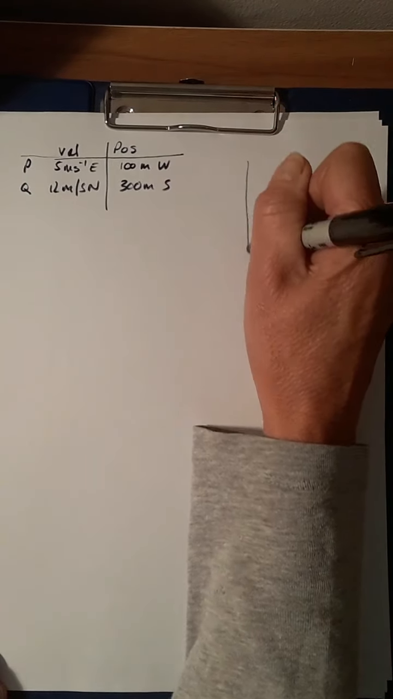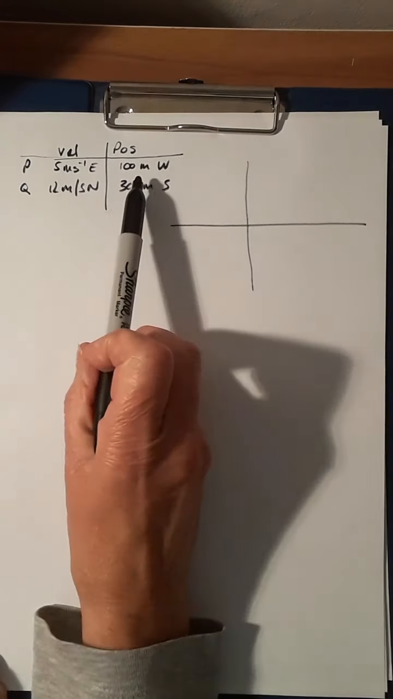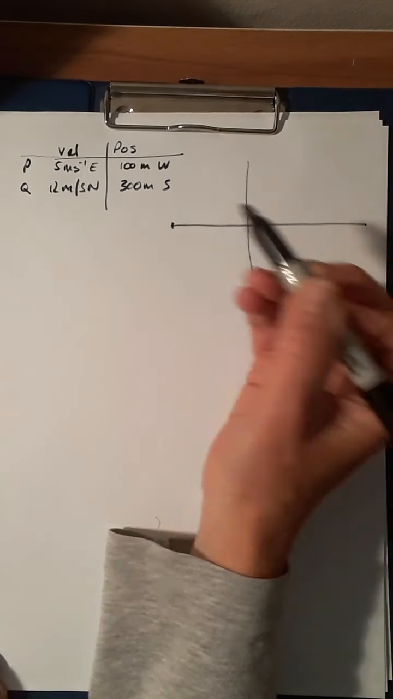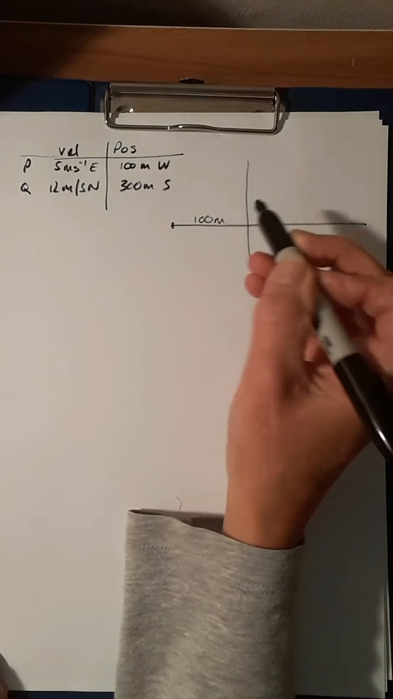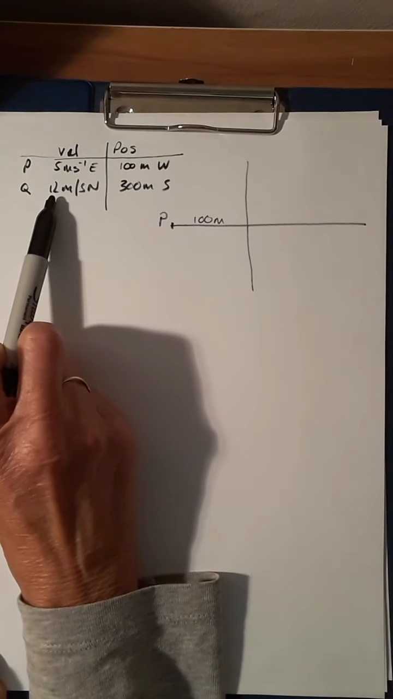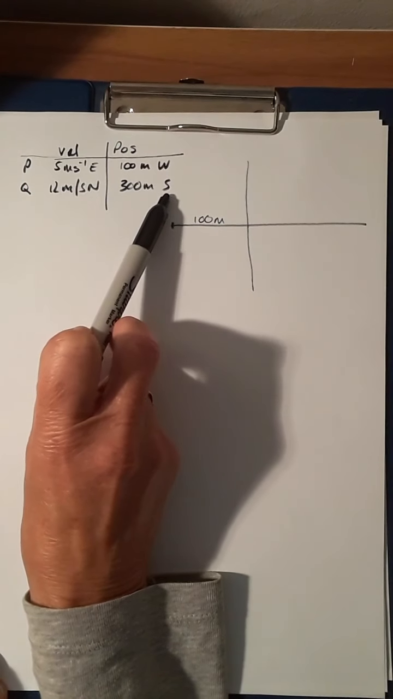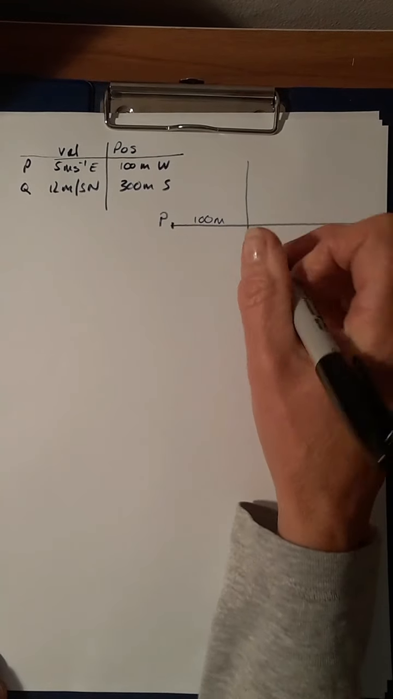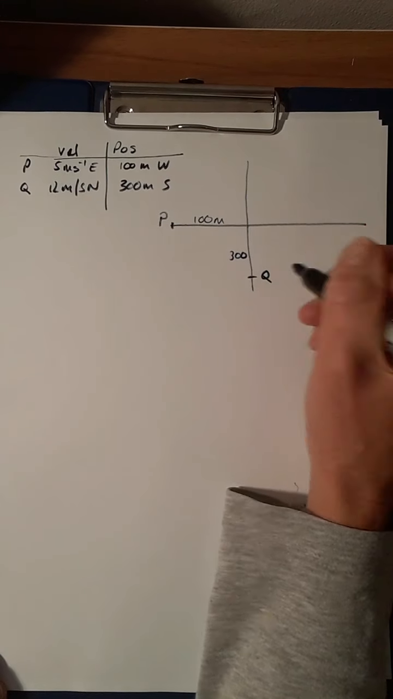So here's my right-angle junction. I'm going to put in P's position. It's 100 meters west, so the west will be over here relative to the origin. This is P's position. Q is travelling 12 meters per second in a northerly direction, and its position is 300 meters south of the junction. South of the junction is down here, 300 meters south, so I'll put that in here. And this is where Q is.